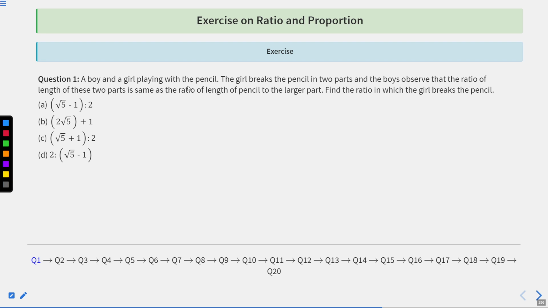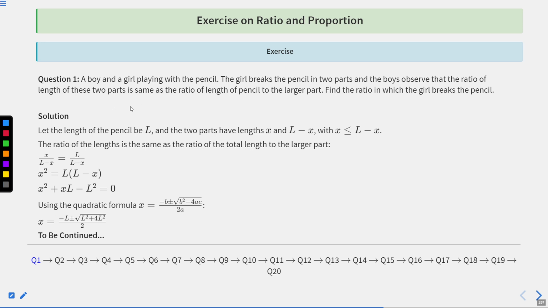A boy and a girl are playing with a pencil. The girl breaks the pencil in two parts and the boy observes that the ratio of the length of these two parts is the same as the ratio of the length of the pencil to the larger part. Find the ratio in which the girl breaks the pencil.